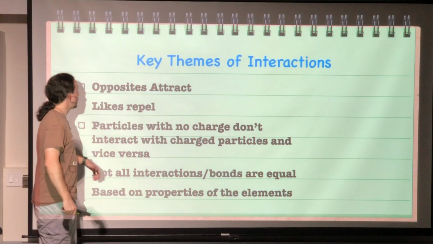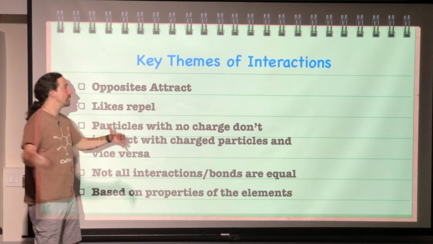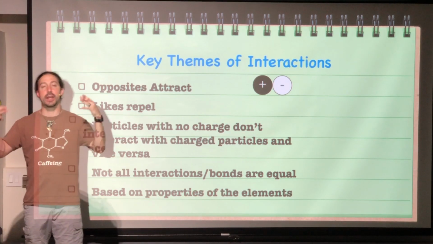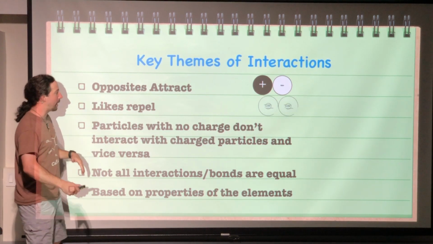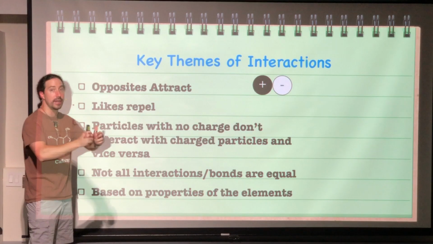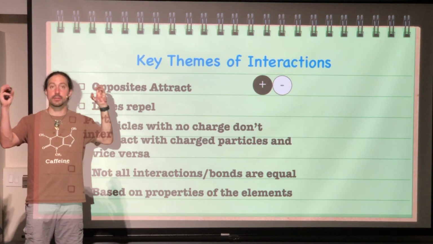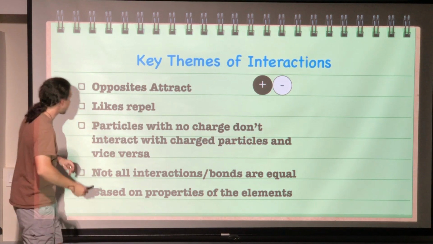Let's move on. First off, key themes. The first key theme is that opposites attract. So if you have a positive charge and a negative charge, they are going to want to come together. That is important for us to understand. Next is that likes, well, they repel. So if you have two molecules or two particles with the exact same charge, they are going to push away from each other. They do not want to be close together. So remember, likes push away, and opposites attract and come together.